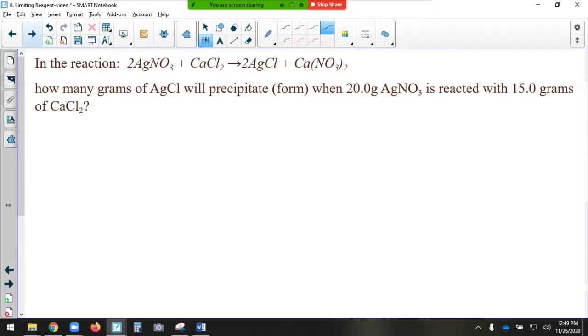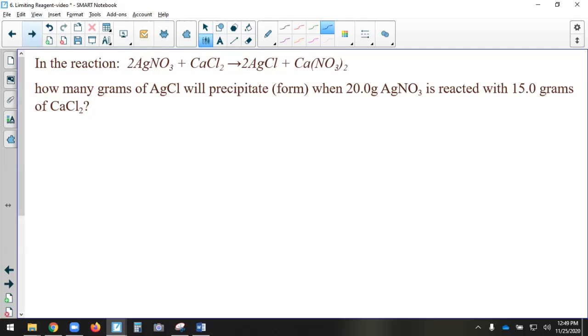For this, we're going to start off with different equations. So in the reaction, we have 2 moles of silver nitrate reacting with calcium chloride. You'll have a double displacement reaction. It'll produce 2 moles of silver chloride and 1 mole of calcium nitrate. So the question is, how many grams of silver chloride will precipitate, so in other words form, when 20 grams of silver nitrate is reacted with 15 grams of calcium chloride?